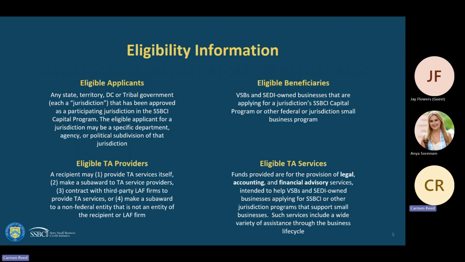Before we get started on the application itself, I wanted to review the basic eligibility information for this program. In terms of eligible applicants, the only entities that are able to apply directly to this program are states, territories, DC, and tribal governments who have been approved as a participating jurisdiction in the SSBCI Capital Program. Keep in mind, the eligible applicant can be a specific department, agency, or political subdivision of that jurisdiction, but it cannot be an entity that is not legally a part of the jurisdiction.